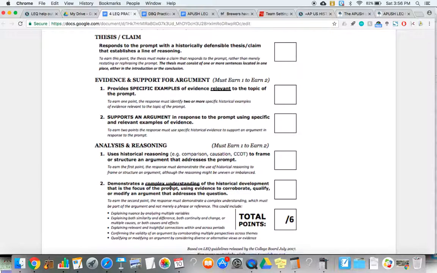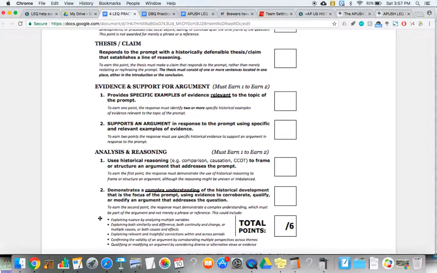That is the focus of the prompt, using evidence to corroborate, qualify, or even modify an argument that addresses the question. And again, we've talked about this before. If we go to this second bullet point right here, explaining both similarity and differences, both the continuity and change or the multiple causes and effects. Hey, if you can get to both sides, and I would try and have 2 and 2 to be safe, you can get this 6th point. This is the toughest point, just like on the DBQ. This is the rarest point that they're going to hand out.